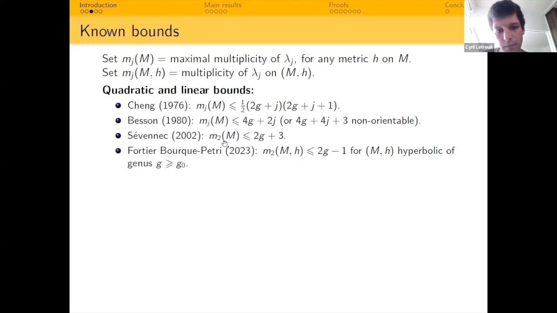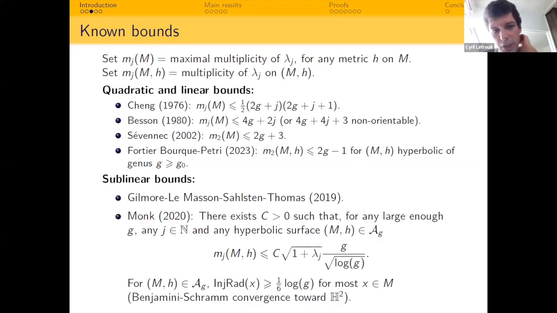And finally, and this is how I got interested in the subject, Maxime Fortier-Bourque and Bram Petri considered the case where you know that the metric is hyperbolic. M_h is a hyperbolic surface of sufficiently large genus. Then you can prove that the multiplicity is at most 2g minus 1, so it's slightly better. But the proofs are very different and very nice. And then there have been some sublinear bounds, but under strong assumptions. And indeed, there are some conjectures that I will make precise later.